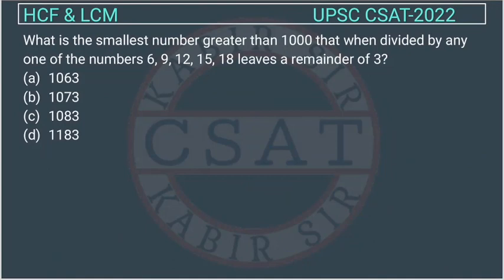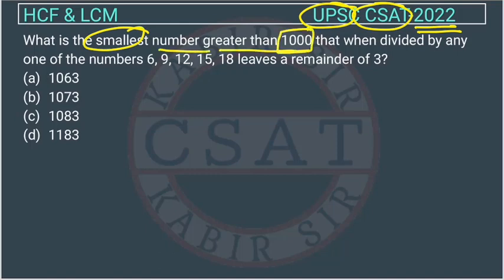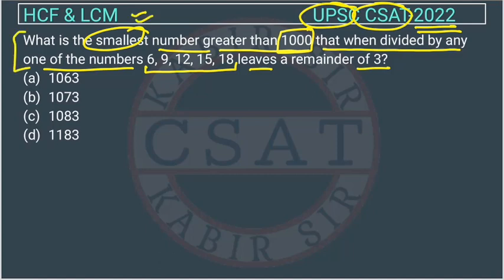This is a question of HCF and LCM asked in the UPSC CSAT paper of 2022. What is the smallest number greater than 1000 that when divided by any one of the numbers 6, 9, 12, 15, 18 leaves a remainder of 3? So this is a question type we find in HCF and LCM, right? So how do we solve these kinds of questions?